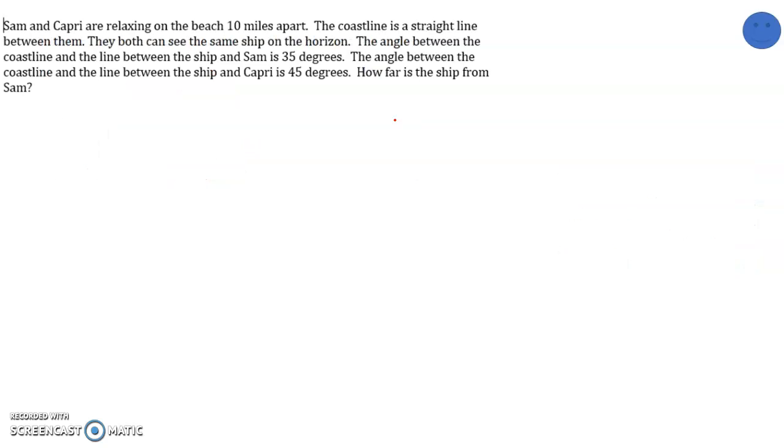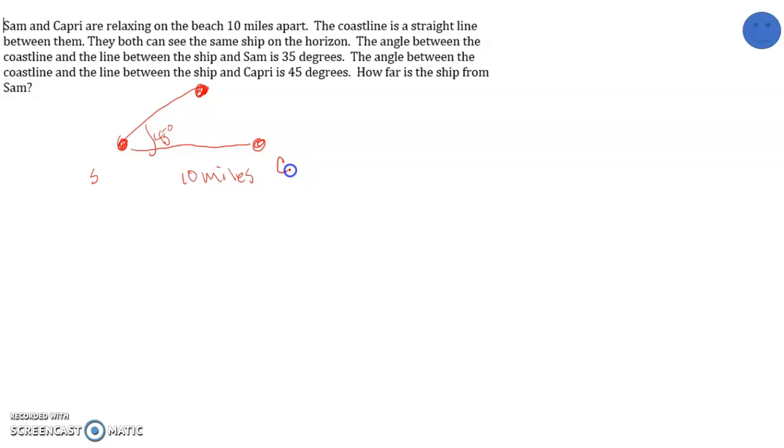All right, now on these right here, you've got to draw it. You have to draw it. So on this one, Sam is here, Capri is here, and they're 10 miles apart. Then they see a straight line between them. They both can see a ship on the horizon. The angle between the coastline and the ship for Sam, remember this is Sam, sorry, that's 45.